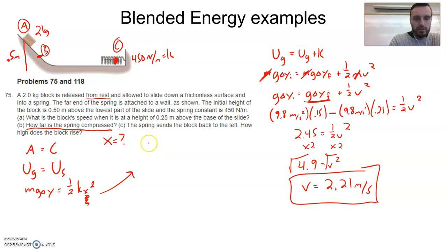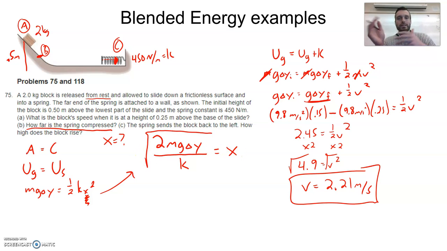So I'm actually just going to bring this up here. I'm going to do a little algebra here. See if you can follow me. 2 mg delta y, I multiplied both sides by 2 to get rid of the 1/2. And then we'd have to divide both sides by k. And then we'd have to take the square root to get it equal to x. Now you'll notice on the right side of this slide, I solved everything plugging in the numbers pretty quickly.